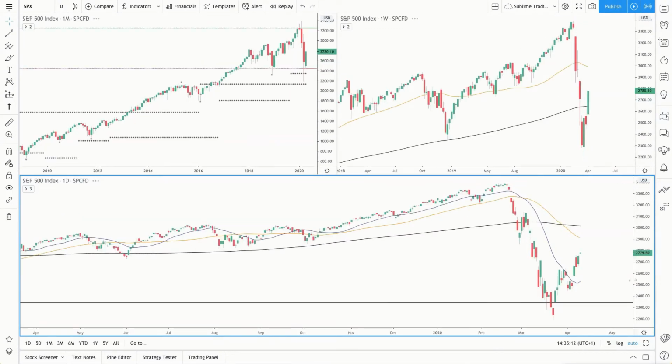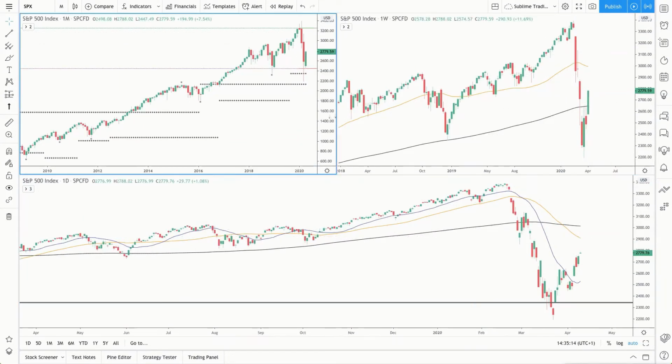If we move on to the S&P 500, we can see the S&P 500 also found support at the low of last year. We've had bullishness come in so far in April.